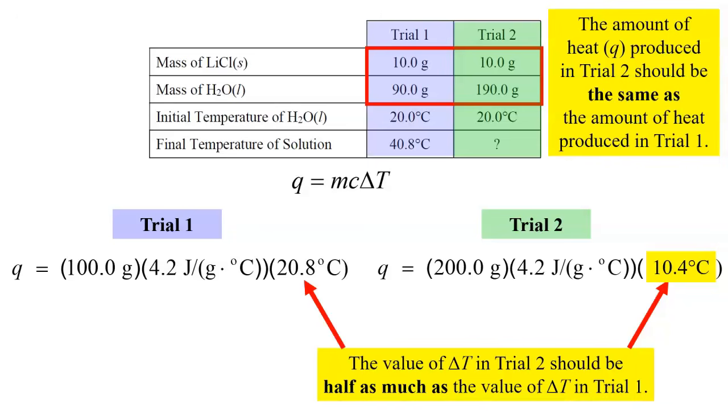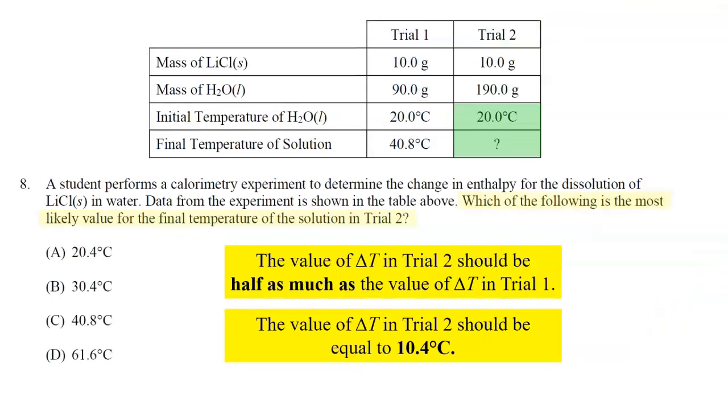So comparing trial 1 and trial 2, the amount of heat produced in trial 2 should be the same as the amount of heat produced in trial 1. But since the mass of solution in trial 2 was twice as much, that means that the value of delta T should be half as much compared to trial 1. So the correct answer to question 8 can now be determined. If the value of delta T in trial 2 should be equal to 10.4 degrees Celsius, then 20 plus 10.4 will give us the final temperature of the solution. So 20 plus 10.4 is 30.4 degrees Celsius. So the correct answer to question 8 is choice B.